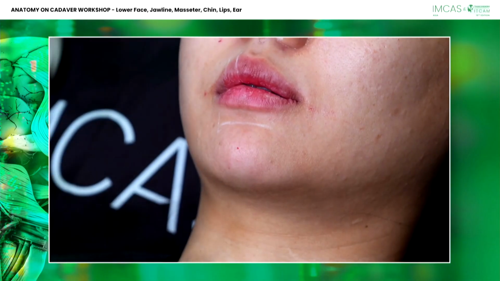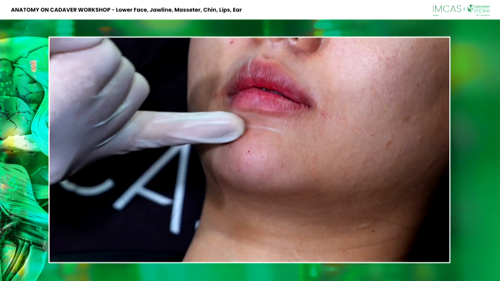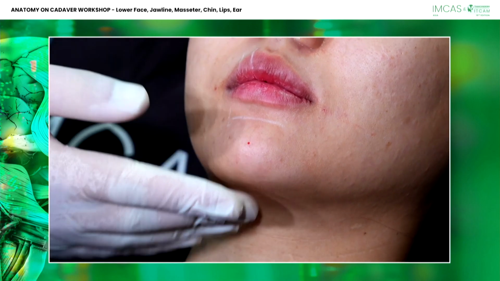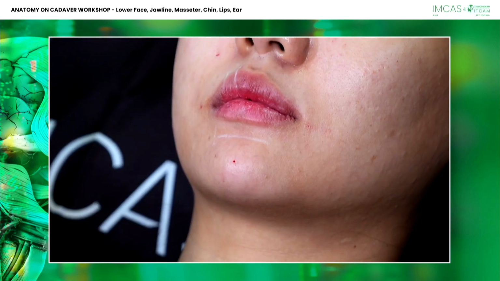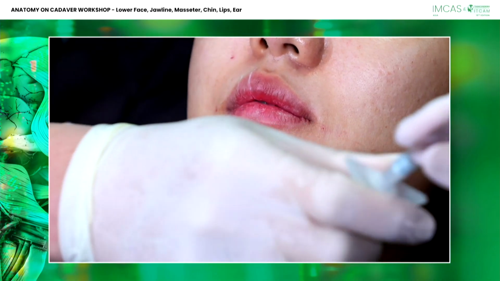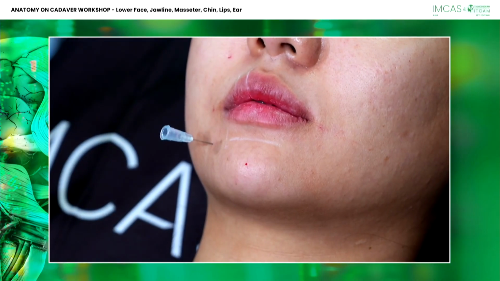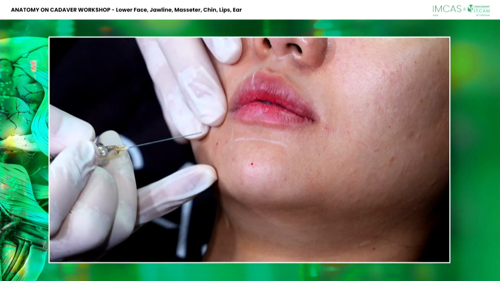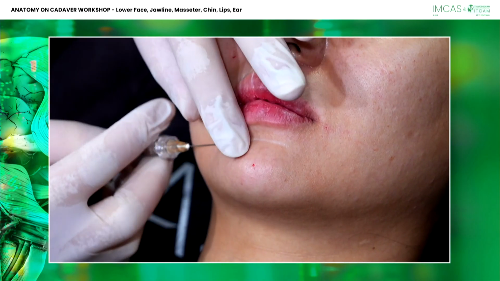So the last step, I will fill up the labiomental crease with the moderate G palm. Because for the female, we don't like to let it be so deep. It's different from the men.